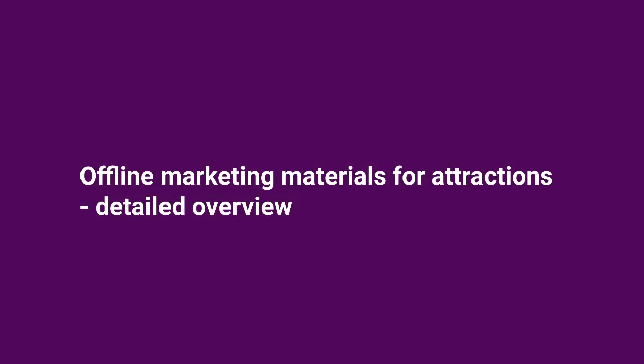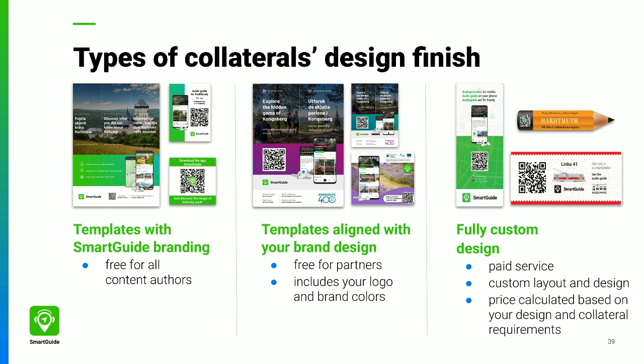Next, let's cover marketing materials that can be used to promote your attraction's digital audio guide, starting with offline collaterals. There are 3 ways to execute your collaterals: using templates with Smart Guide branding that are free for all content creators; having Smart Guide templates aligned with your brand design that is free for all partners and includes your logo and brand colors; or having a fully customized design, where the price is calculated based on your design and collateral requirements.